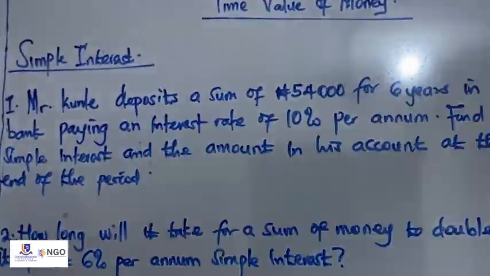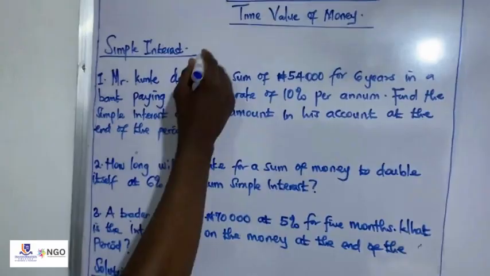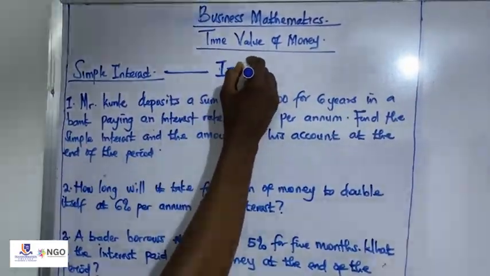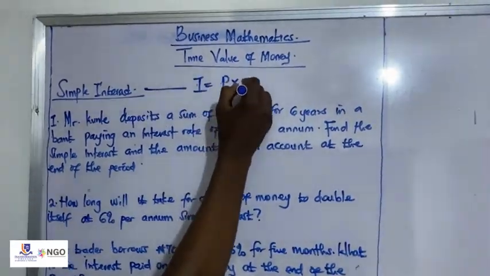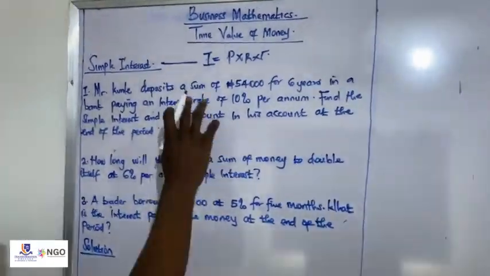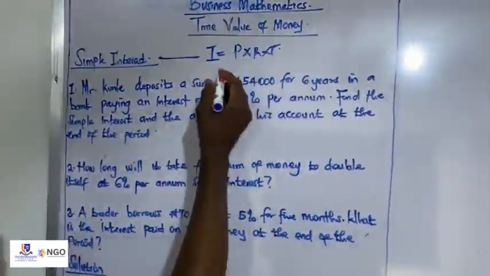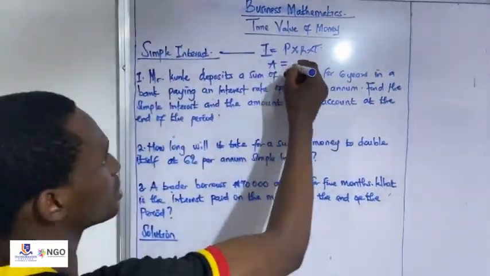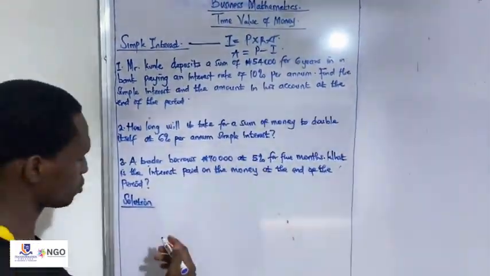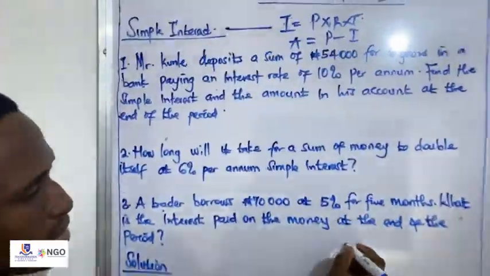Simple interest. And how do you calculate simple interest? Interest equals what? Principal times rate times time. Interest equals principal times rate times time. While your amount is calculated as principal plus interest. But now, let us consider this.